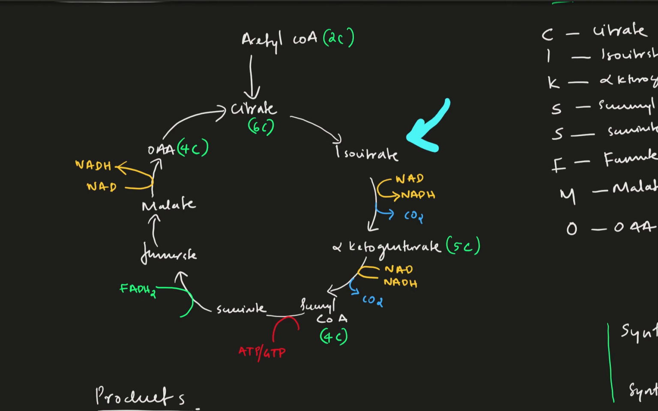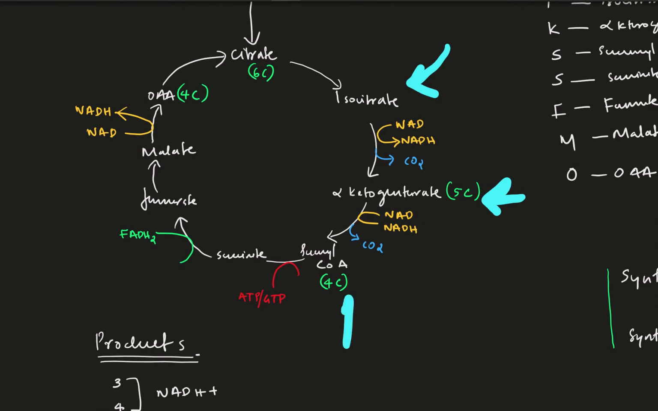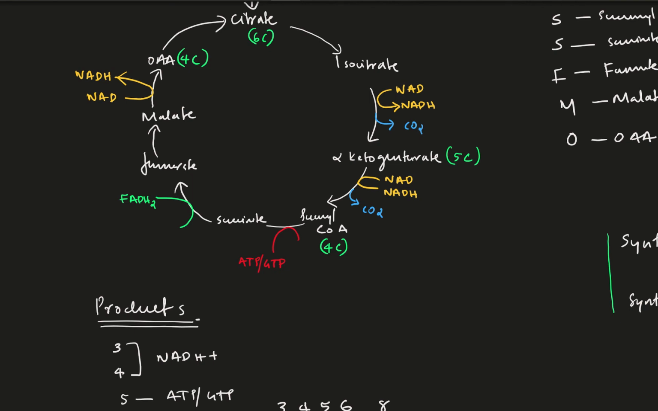This is the first redox reaction of the process. This is the oxidative decarboxylation, and before and after the ketoglutaric acid, NADH is formed and CO2 is formed. From isocitrate to alpha ketoglutaric acid, then we produce succinyl CoA, which is again a four-carbon compound because carbon dioxide is lost there. Only in these steps are we losing carbon dioxide. From succinyl CoA we get succinate, and in that step we get an ATP or GTP.